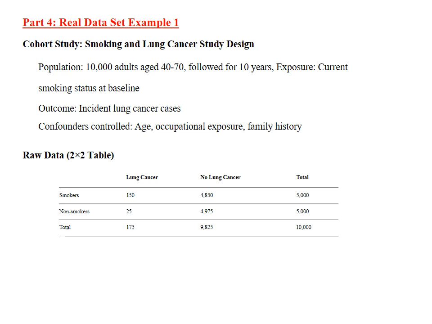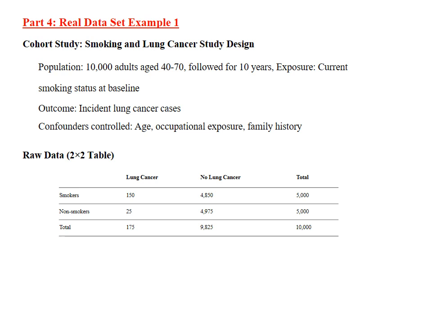Cohort study, smoking and lung cancer study design. This is the population. This is the specification of selection of your data. Include 10,000 adults, aged between 40 and 70, followed for 10 years. Their exposure will be current smoking status at baseline. Our outcome will be incident lung cancer cases. Confounders controlled: age, occupational exposure, family history.